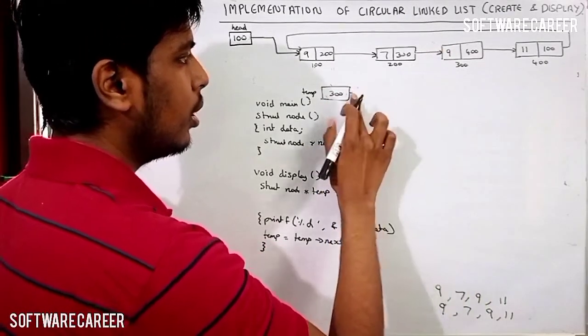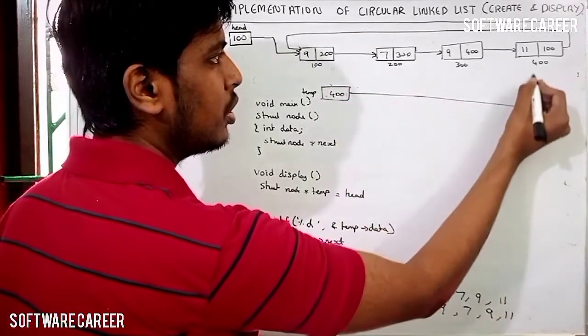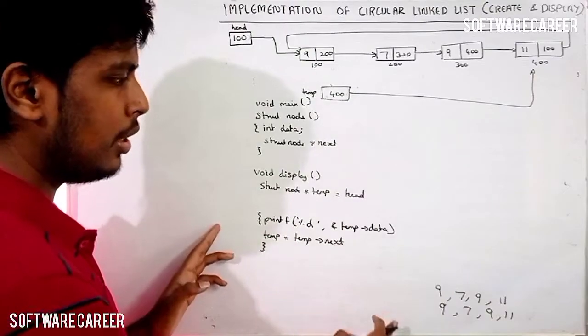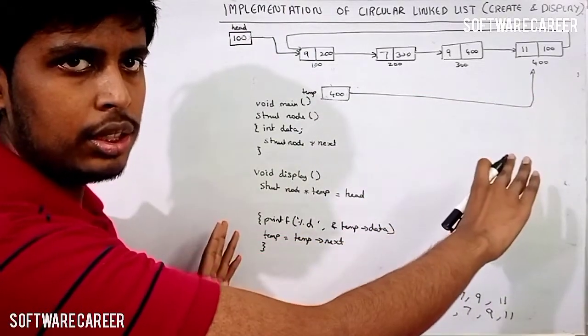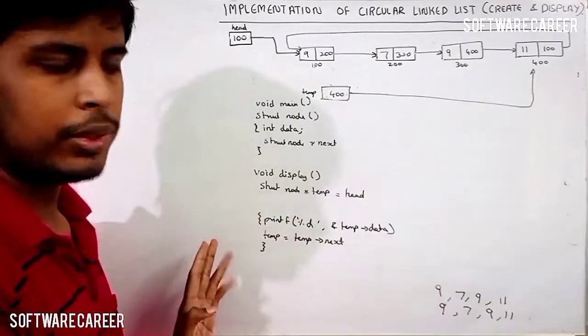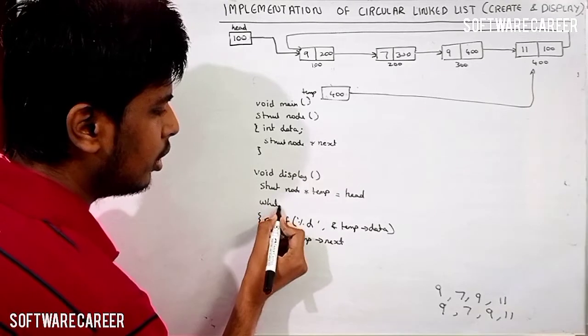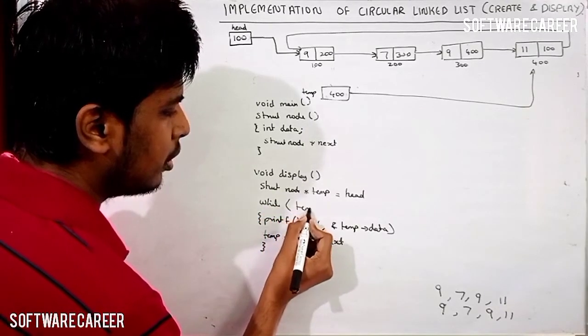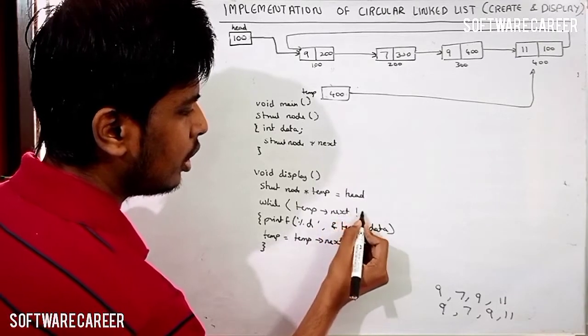Now it prints the data 9 and this pointer moves to the next node. So here, 400. Now it's pointing to this node. Now again it prints data. So now you should stop at this condition. At the last node, how will you stop? So I am writing the condition here: while temp next not equals to head.